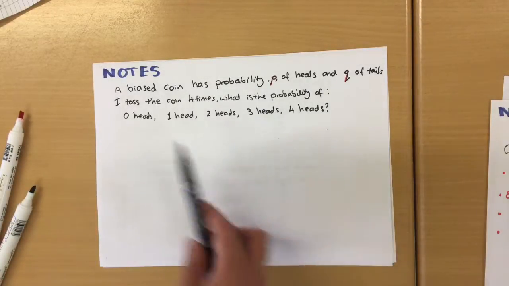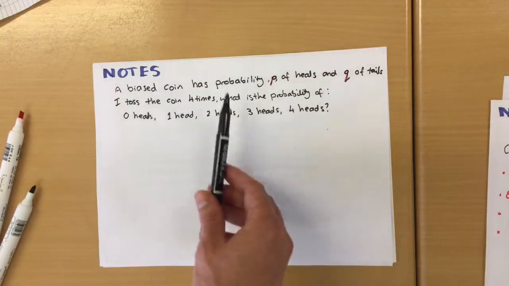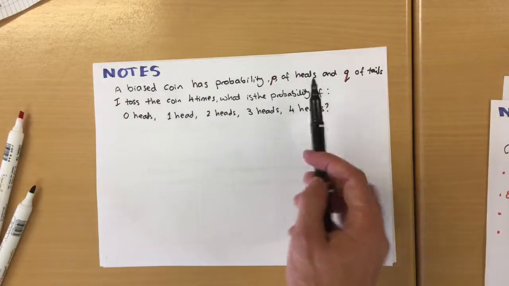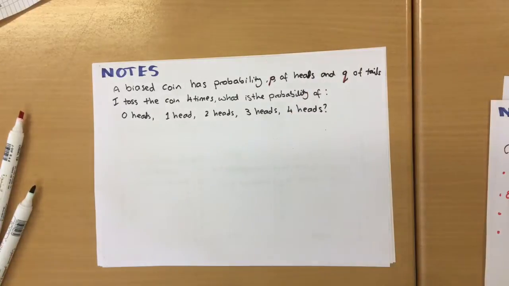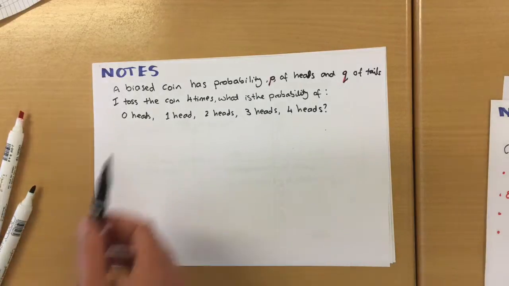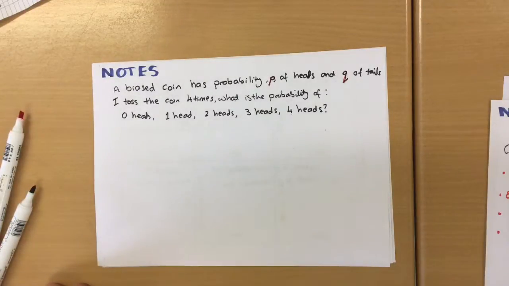So there are the 4 conditions. A biased coin, so you can write this down. A biased coin has a probability P of heads, and Q of getting tails. If I toss a coin 4 times, what's the chance of getting 0 heads, 1 head, 2 heads, 3 heads, 4 heads? Okay, let's think about this quickly.